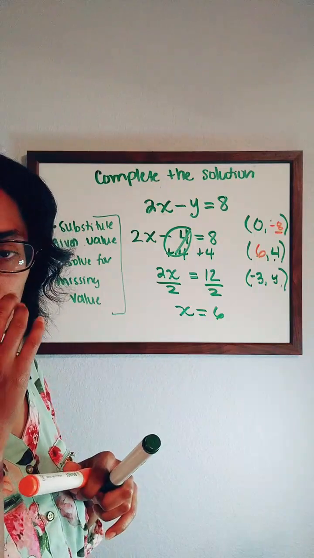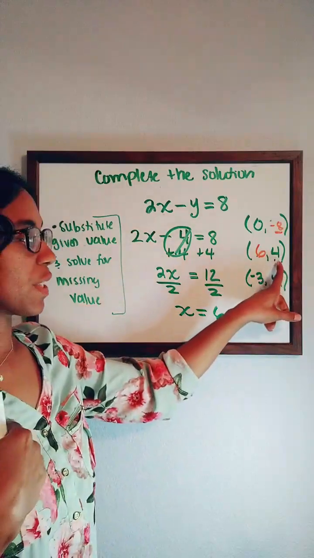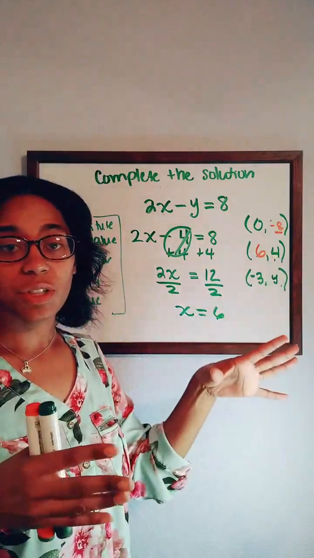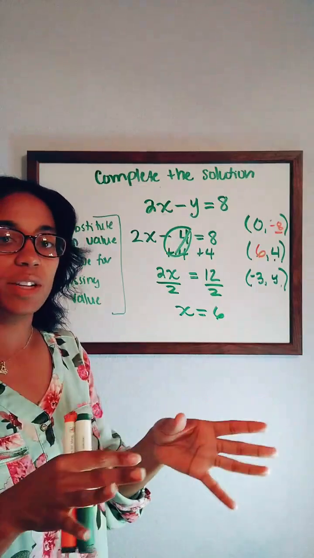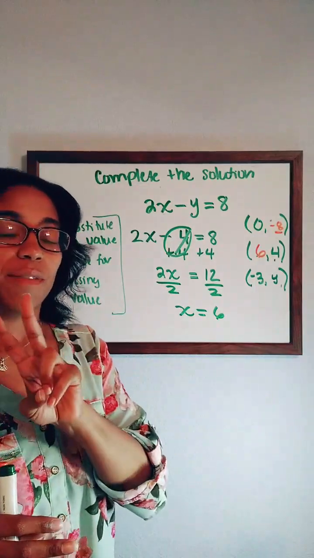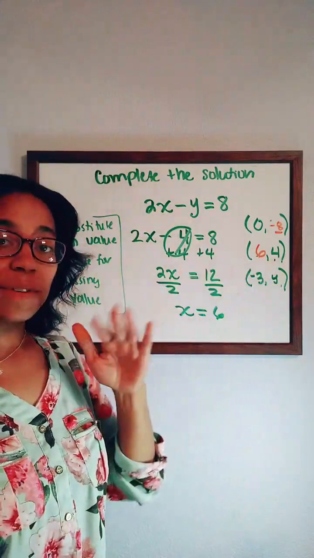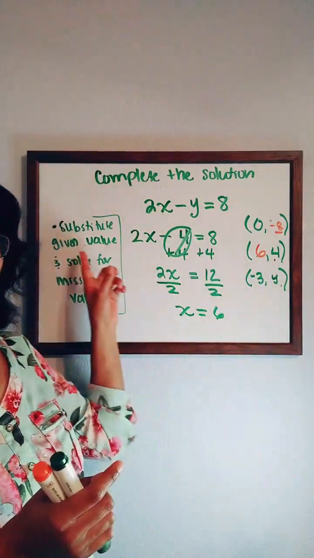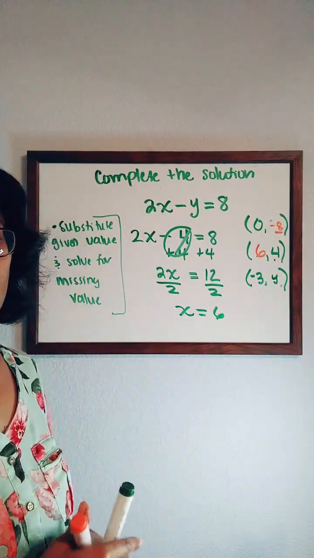Did y'all get that? You good? Okay. The 4 was given to us as part of the solution. We just had to find the other part of the solution. So this is a linear equation with 2 variables, which means we have 2 answers that we need to find. But the problem gave us half of the answer, and so that's why we had to substitute in that value to find the other half of the answer.